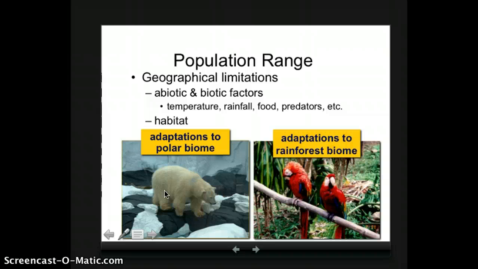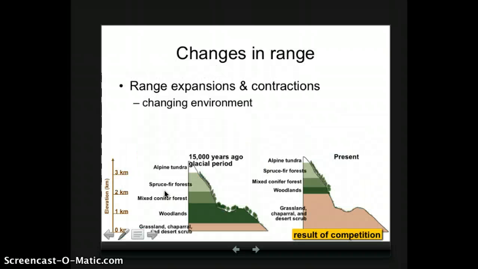And let me go back to here. When we talk about the range of a population, we're really just talking about geographically where it exists. Okay? And we can see that species only exist in certain ranges because of the adaptations that they have acquired over the years. You can get changes in ranges due to what are called range expansions and contractions. And that's due to what's called a changing environment.